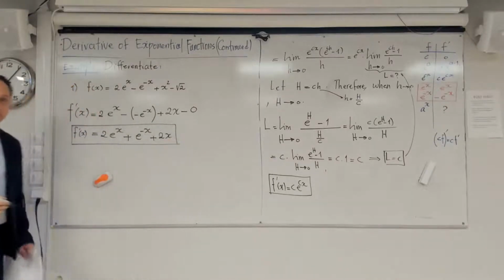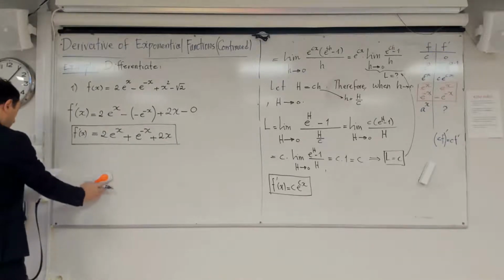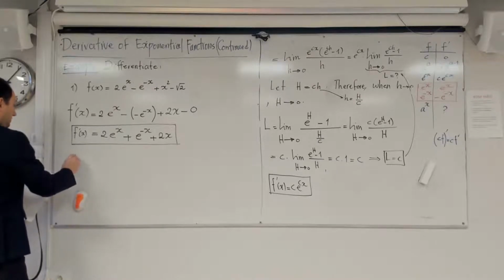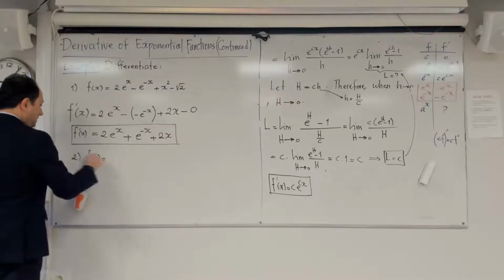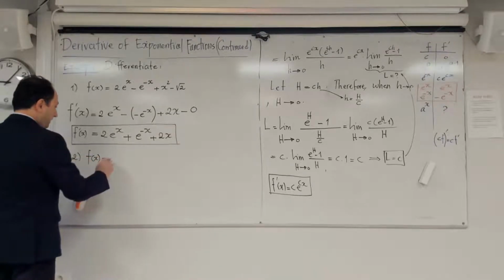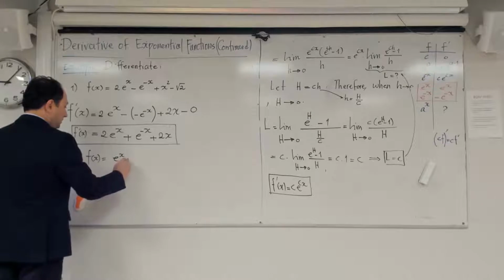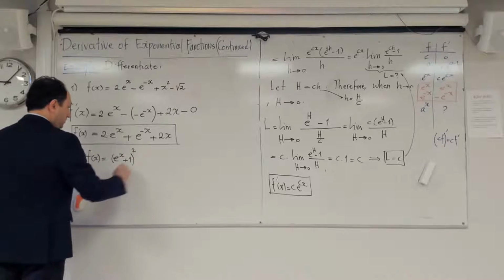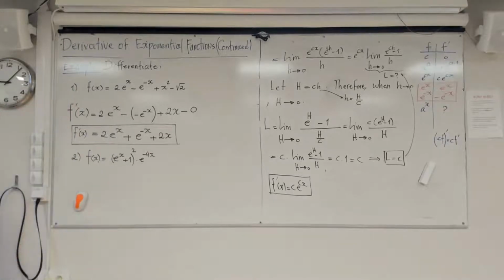Yes, understandable? Okay, let me give you two more and wait for you a little bit. These are also very simple ones, actually. So number 2, f of x is equal to, let me write it in this way. E to power x plus 1 to the power of 2 multiplied by e to power minus 4x. We want to differentiate this.